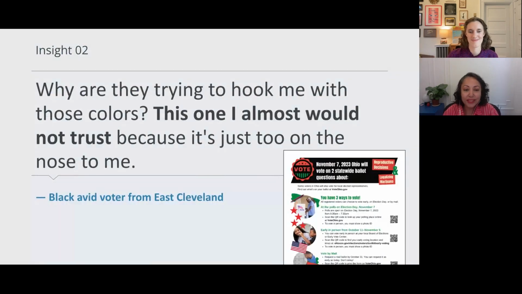All right, getting into our second insight. The red, black, and green color palette used on this flyer resonated really well with many voters we spoke with, and they associated these colors with African liberation. Younger folks also associated them with the Black Lives Matter movement. However, some voters expressed suspicion about who was behind the information. One participant that I spoke with mentioned that it seemed disingenuous and felt like an appropriation and a co-opting of community colors.